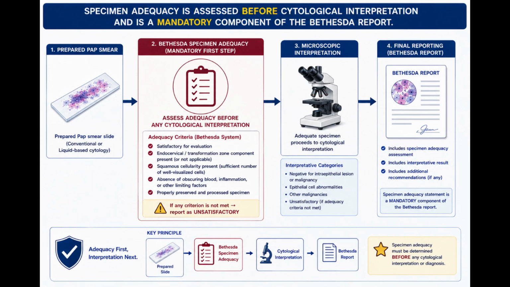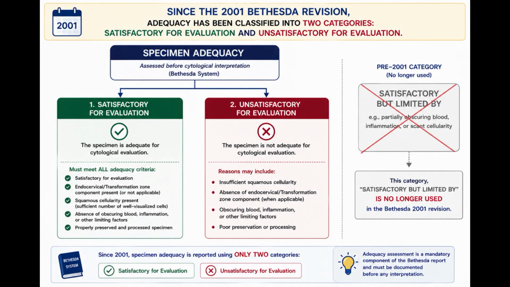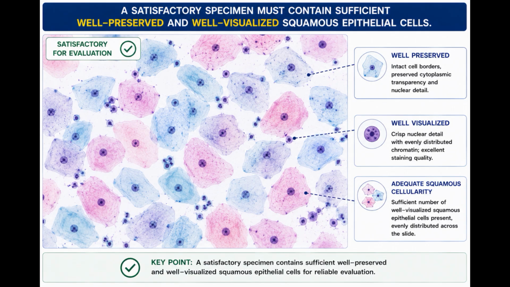Specimen adequacy is assessed before cytological interpretation and is a mandatory component of the Bethesda report. Since the 2001 Bethesda revision, adequacy has been classified into two categories: satisfactory for evaluation and unsatisfactory for evaluation. The former category of satisfactory but limited by is no longer used. A satisfactory specimen must contain sufficient well-preserved and well-visualized squamous epithelial cells.